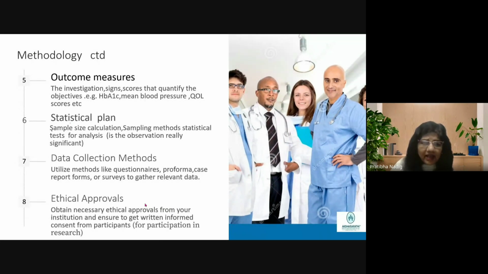The tests actually tell us whether this observation is really significant. Supposing you want to do incidence of diabetic complications, it's very simple. There is no statistical test, only descriptive statistics. You will just measure and say 70% of the diabetic patients had one or the other complication. But if you want to say, let us say, what is the risk factor?